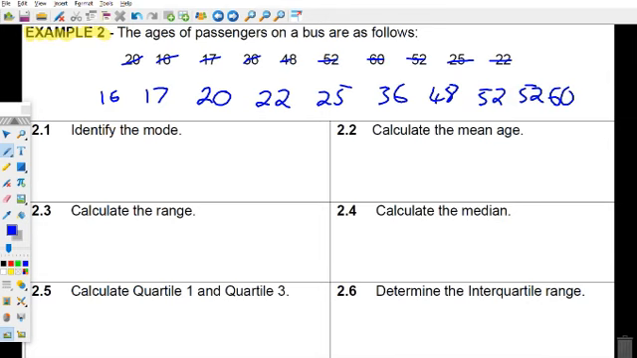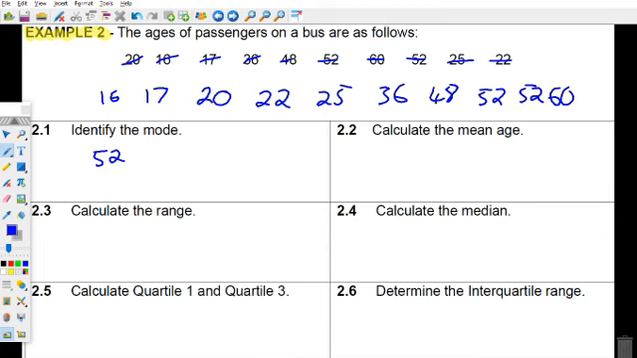So, how many points are there? How many passengers are there? They said the ages of passengers are as follows, but how many are there? There are 10. So do you agree that my n, my population, is going to be 10? So when we're finding the mean, we add them all up and divide by 10. You see, it's intuitive stuff. We already kind of know how to do it. So, identify the mode. What's the mode? Most numbers. So which one's the mode here?